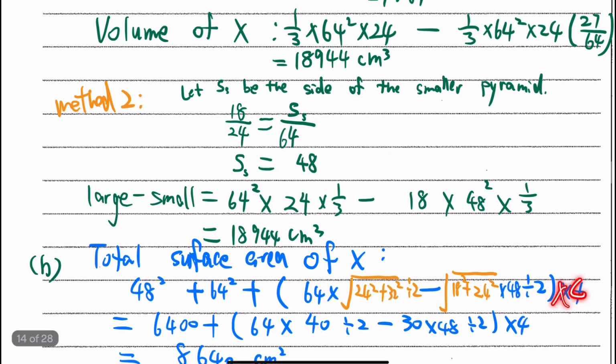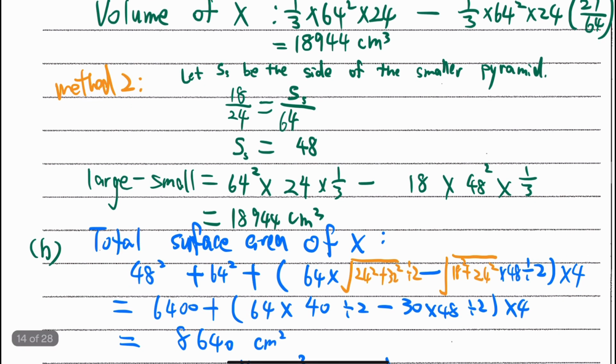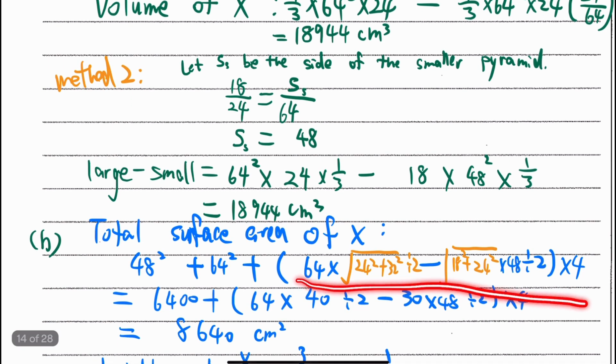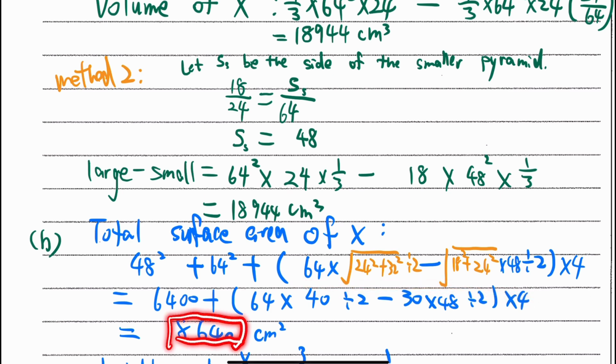Times 4, because we have 4 lateral faces. And then you just solve it by calculator. You will have the surface area of this one.